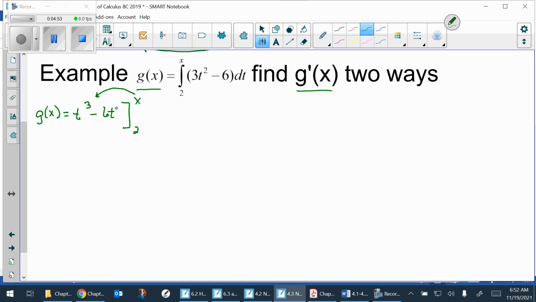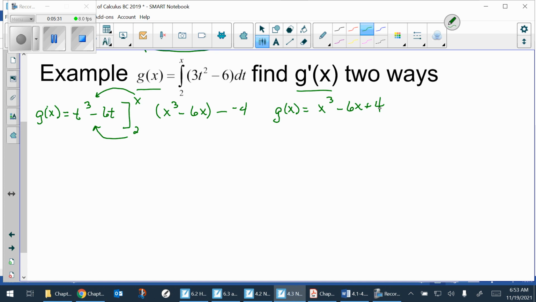Now I replace the t's with x, and evaluating at my upper limit, I get x cubed minus 6x. And we'll subtract away from that the antiderivative evaluated at 2. 8 minus 12 is negative 4. So g of x is equal to x cubed minus 6x plus 4.